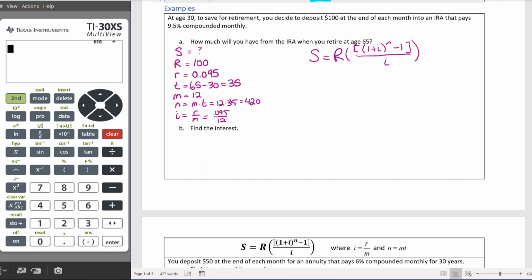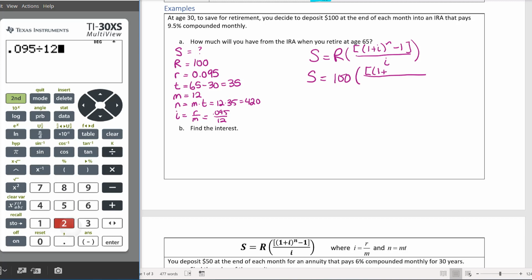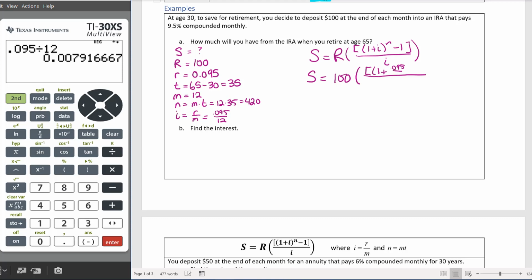Okay, so I have S is equal to R, which is my 100. Then I have a big set of parentheses. In the numerator, I have a bracket, parentheses 1 plus I. Now my I doesn't divide out nicely. 0.095 divided by 12 is not nice. So I'm just going to go ahead and put 0.095 over 12 raised to the n, which in this case is 420. Then we have minus 1, and then it closes that bracket. Over I, which is 0.095 over 12.